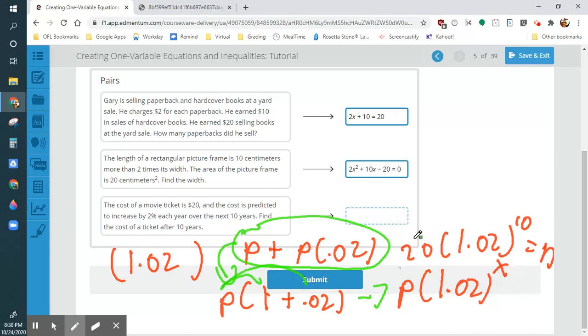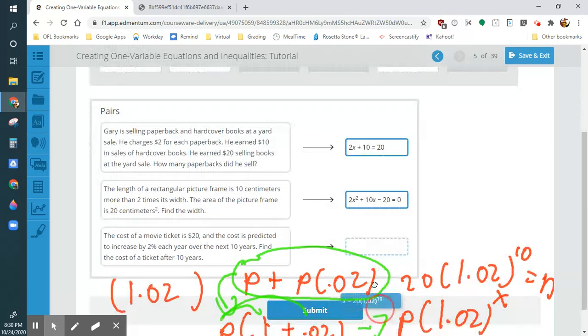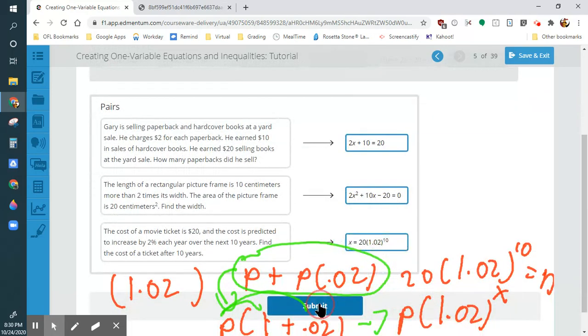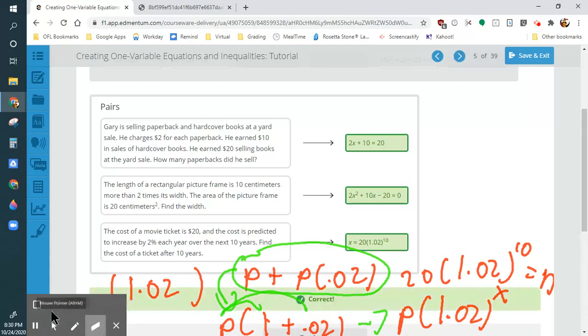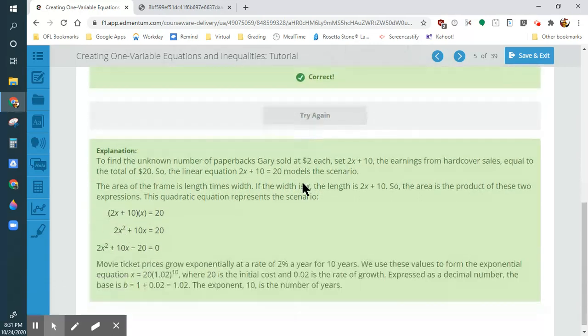We're going to keep multiplying it over and over again for 10 years. So we're just going to use an exponent to show multiplying over and over again. So I'm just going to drag this one over here. Submit that. Let me erase this. And we see that we got it correct.